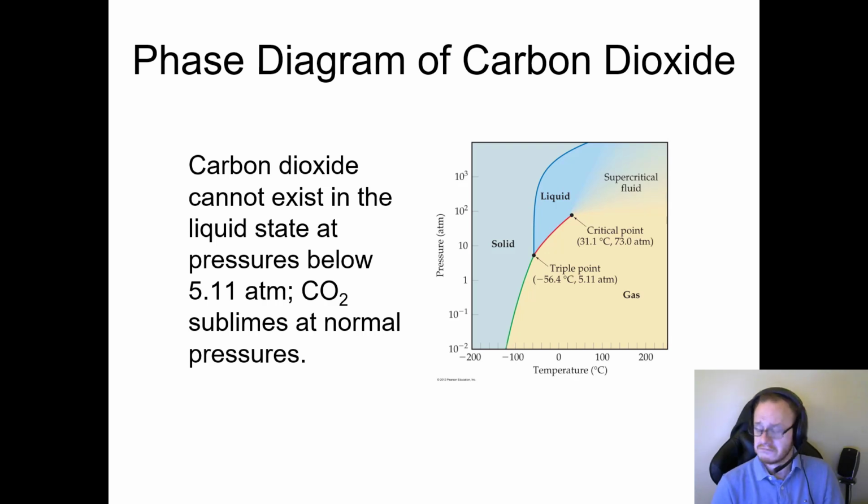Carbon dioxide, dry ice that we saw in our lab a few years ago, also has a relatively unique phase diagram. Carbon dioxide cannot exist in a liquid state below pressures of 5 atmospheres, and CO2 will sublime, that means turn from a solid to a gas, at our normal pressures. And so dry ice has another unique looking phase diagram.